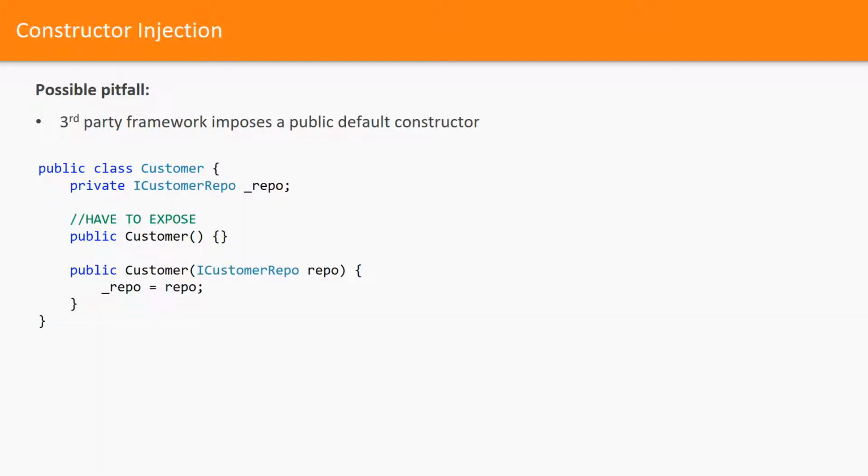Another pitfall you may stumble upon is that frameworks like the Entity Framework or other object relational mappers may require objects to have a public default constructor. In such a case, you will be forced to expose a public default constructor. Otherwise, you'll get an exception at runtime. Of course, you can consider writing a wrapper around such an object which stands very close to a boundary of a system, thus preserving the encapsulation.